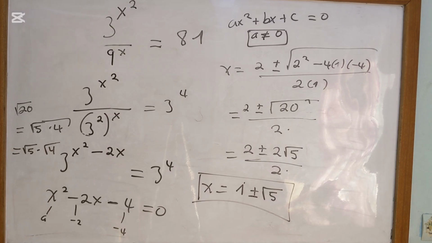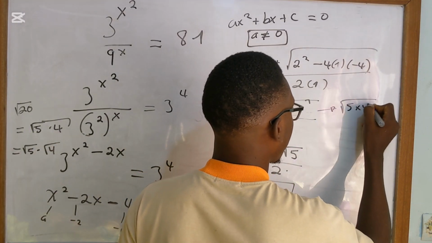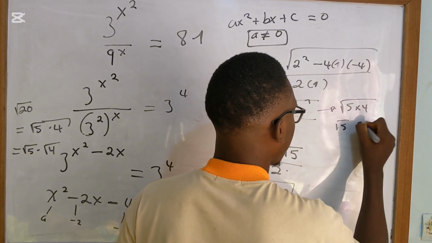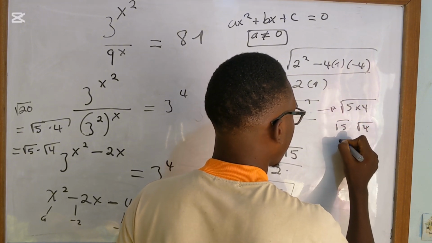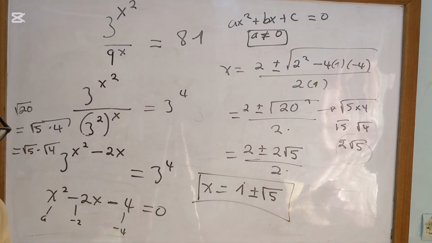So we know what happened, because 20 is 5 times 4, and you can have square root of 5 times square root of 4, that will be 2 root 5. Okay, and we have this. Hence, we come to the end of this.